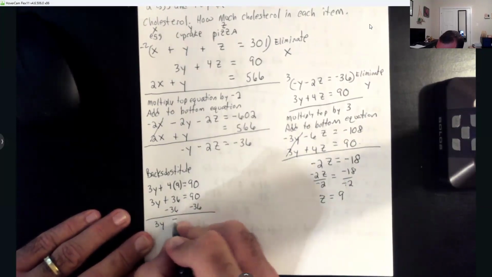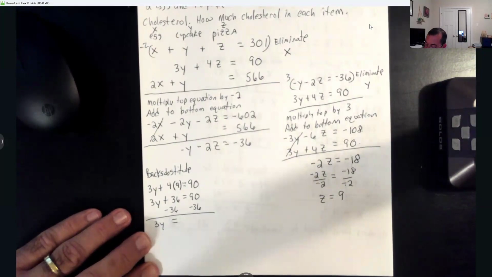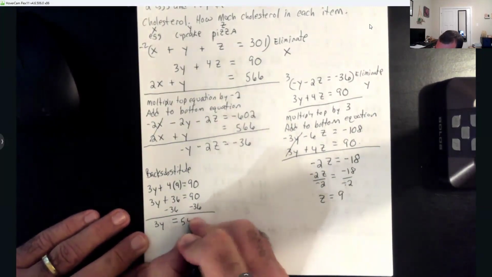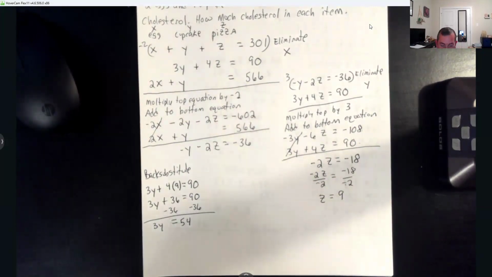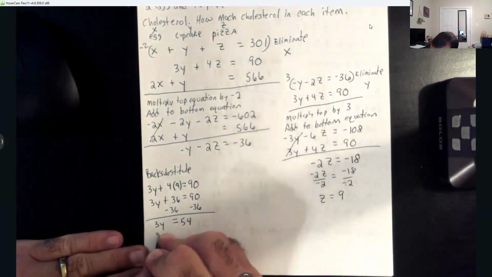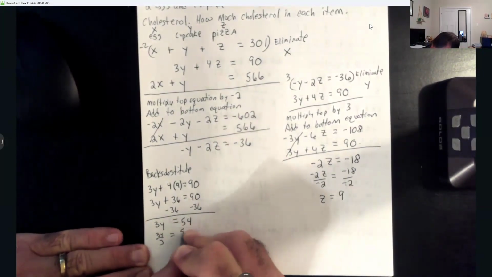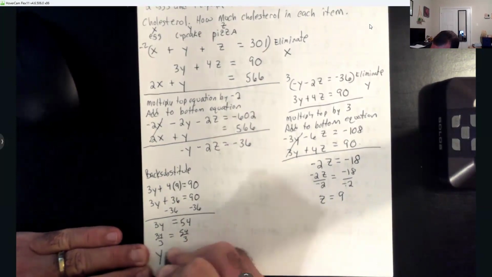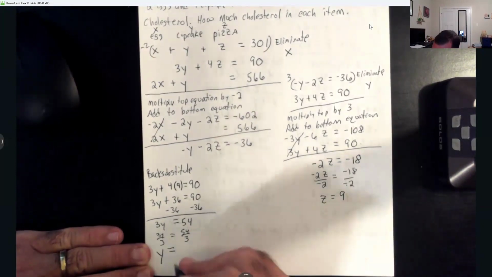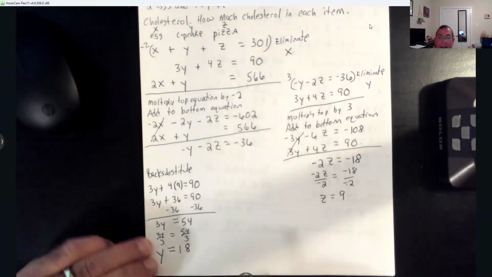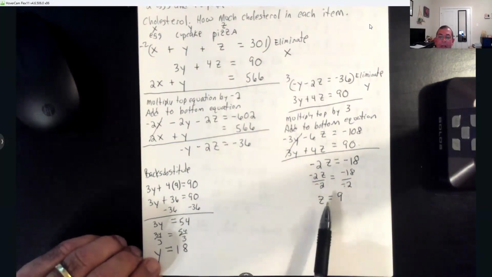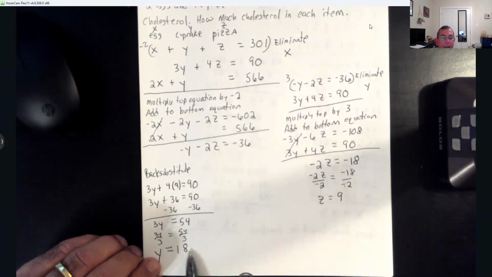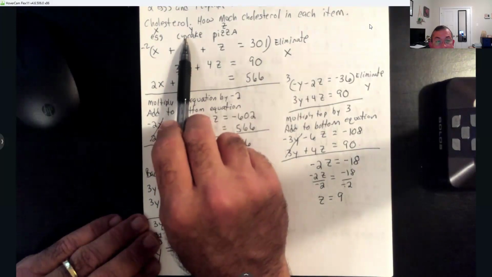So 3y, what is that? 54 look good? So 3y equals 54, divided by 3. And that looks like y is now 18. So there's 9 milligrams of cholesterol in my pizza. There's 18 milligrams of cholesterol in our cupcakes.